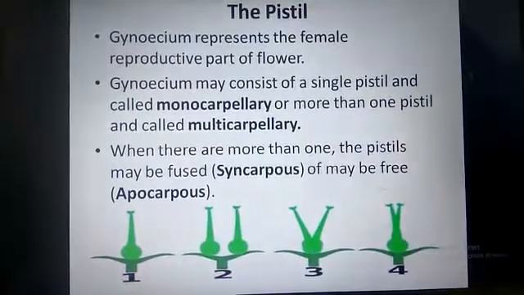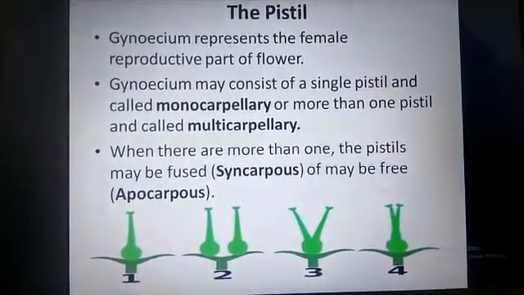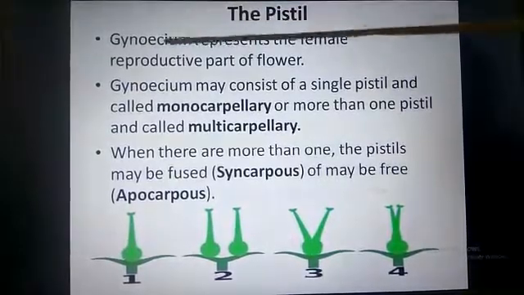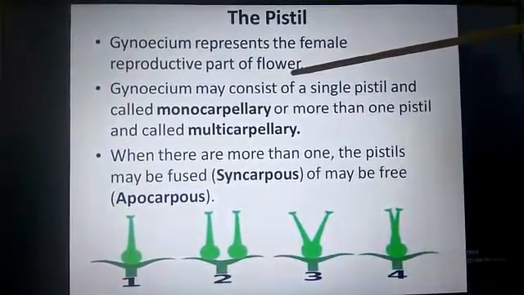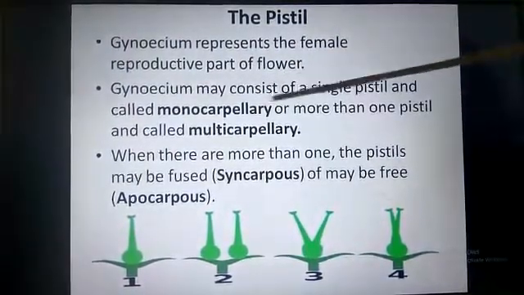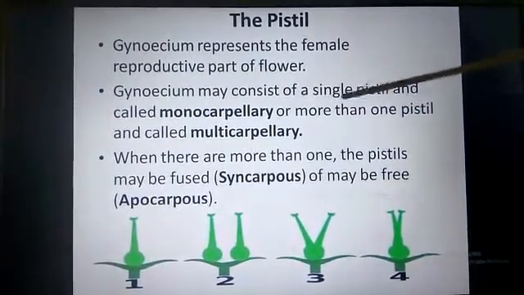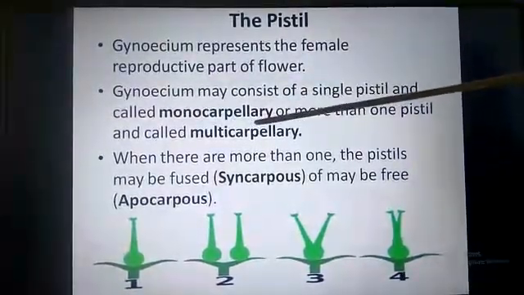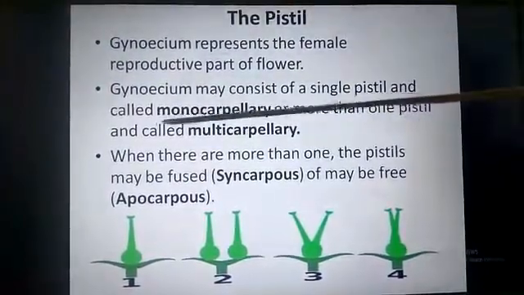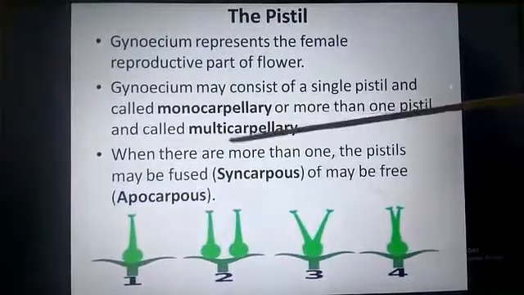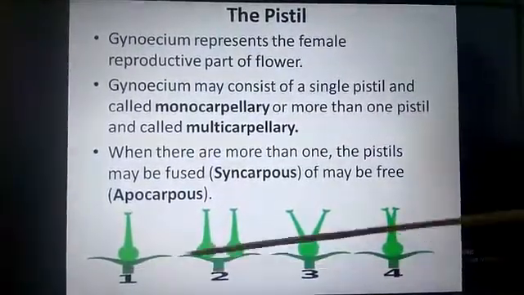Let's start with the pistil first. The pistils are the components of gynoecium, and gynoecium represents the female reproductive part of the flower. Gynoecium may consist of a single pistil, and if so, it is called monocarpellary, or gynoecium may consist of more than one pistil, and if so, it is called multicarpellary. Look at pictures 1 and 2.